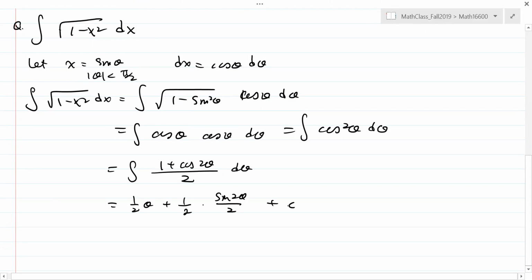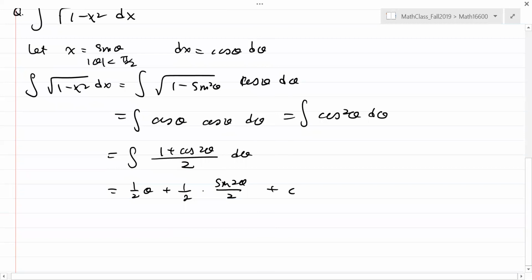I can do the same way for the theta, but how about sine 2 theta? Well, I know sine theta equals x, right? How about cosine theta? We already know that cosine theta is the square root of 1 minus sine squared theta, so it's going to be the square root of 1 minus x squared. Okay, you know sine theta and cosine theta, so you should be able to tell sine 2 theta, right?